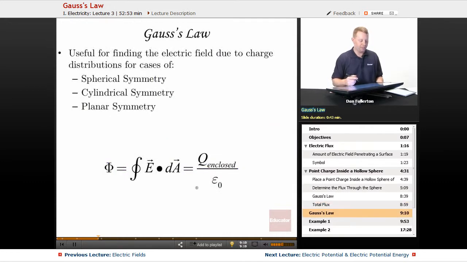Looking at this in a little bit more detail, what is this law good for? It's extremely useful for finding the electric field due to charge distributions in cases where you have symmetry, and you need specifically one of 3 types of symmetry. You need spherical symmetry, planar symmetry, or cylindrical symmetry for this to be a very useful law. Gauss's law always holds. It's always true. However, it's really only useful for the most part in these cases. And again, what it states, the total flux is the integral over the closed surface of E dot dA, which is the total charge enclosed by that surface, divided by epsilon 0, that constant.